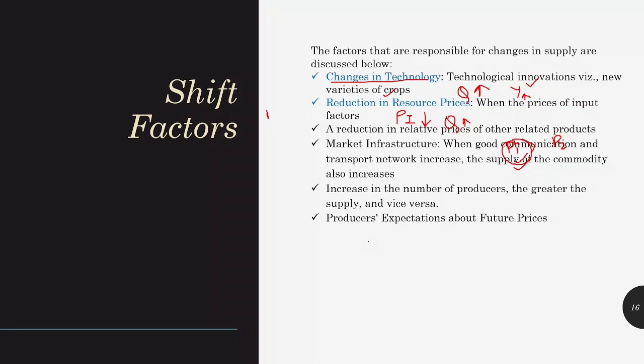During COVID time, what happened is that there was a prediction and expectation by the producers that the prices of sanitizers will increase. So there was an increase in supply of sanitizers during COVID time. So this was all about shift factors.